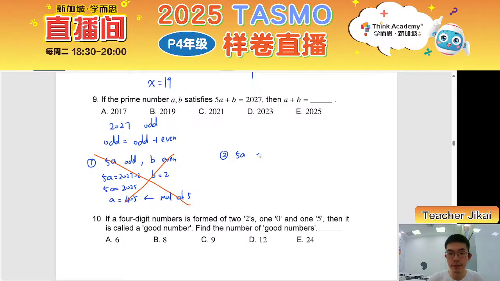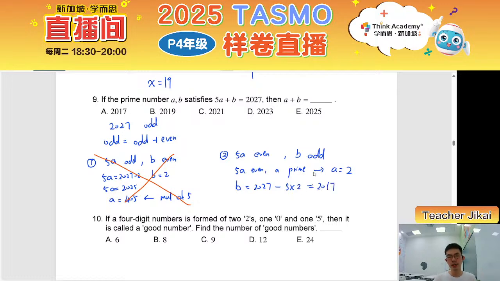5a is even and b here is odd. So 5a is even, and a is prime, so a is also an even prime. So a can only be 2 here. So what is b? b is 2027 minus 5 times 2. So you can see it's 2017.